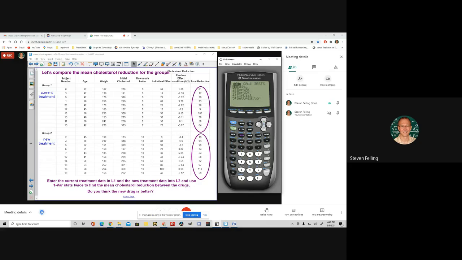If I look at the same thing for the second list, the people who got the new drug, that turns out to be 68.7, which is quite a bit higher, 17 point something points higher, 50.9 compared to 68.7. So the question is, is the new drug better? Well, definitely the average cholesterol reduction is higher in the new treatment than in the old, right?